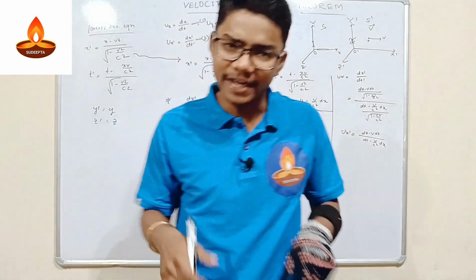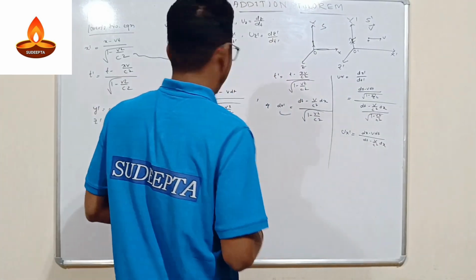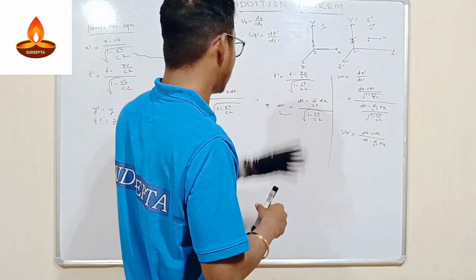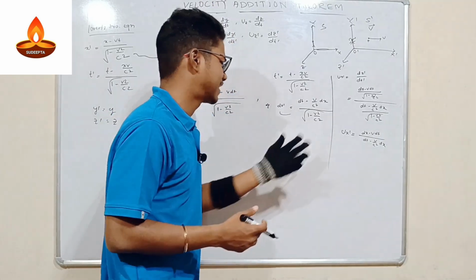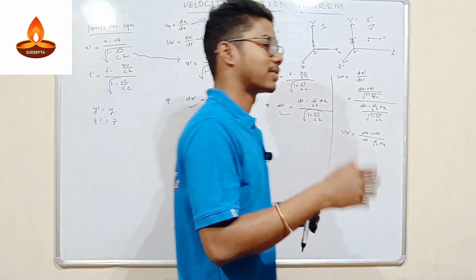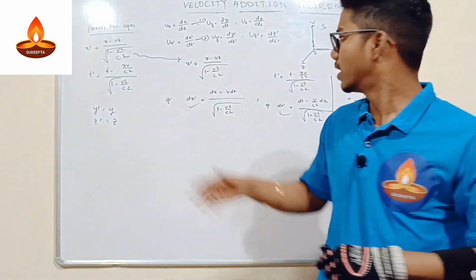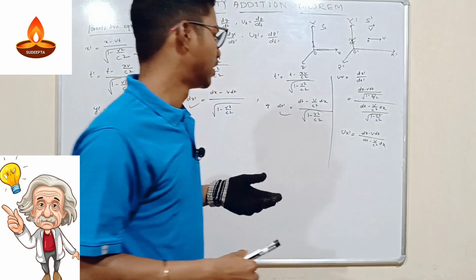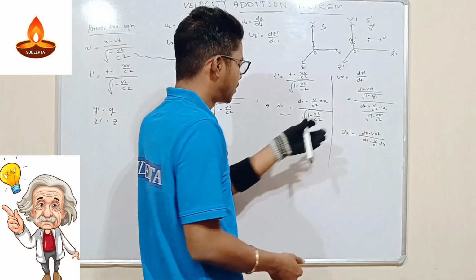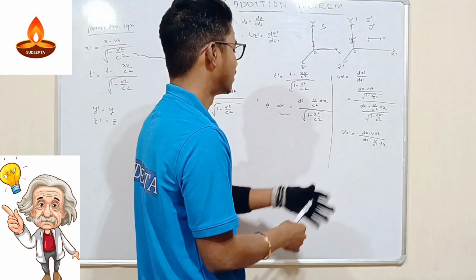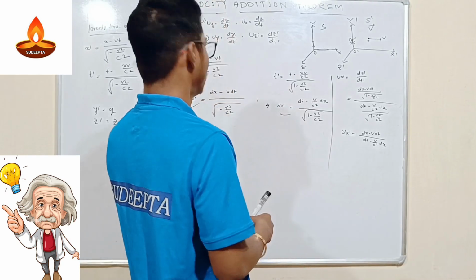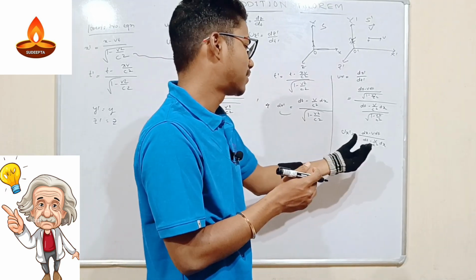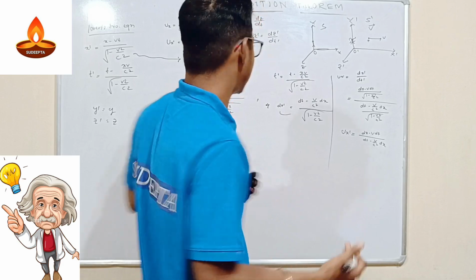What is ux dash? We have found it here. So what do we have to do next? We have to find some relation between ux dash and ux. So what is ux here? ux is nothing but dx upon dt. So if we find dx upon dt, then we can easily find the relation between ux dash and ux.